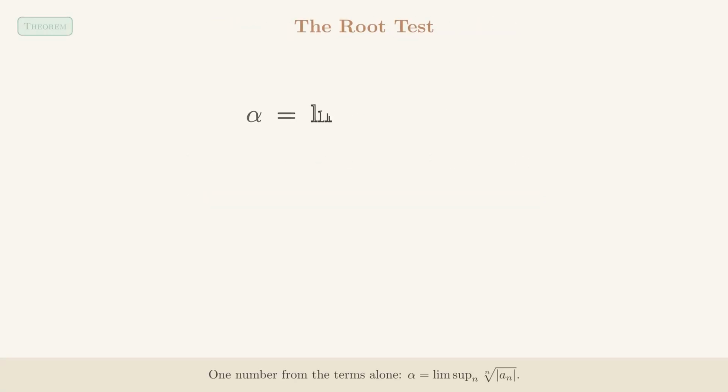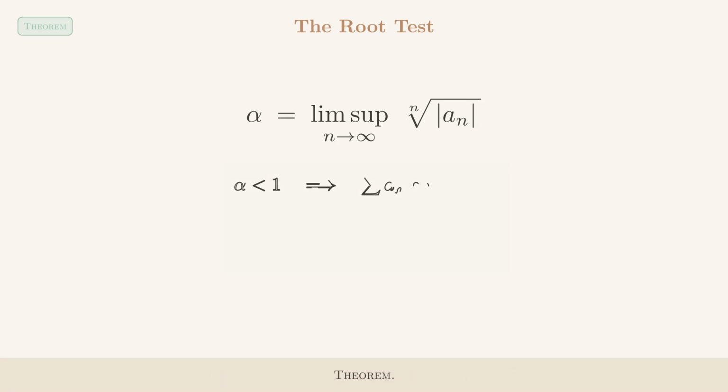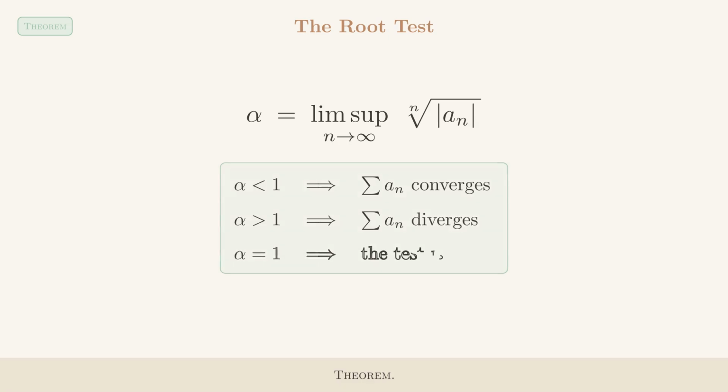We begin with a single number built from the terms alone. Take the nth root of the absolute value of each term, and let alpha be the limit superior of these roots. The verdict is read straight from alpha. If alpha is less than 1, the series converges. If alpha is greater than 1, it diverges. And if alpha equals 1, the test gives no information at all. Everything turns on how the roots compare with 1.